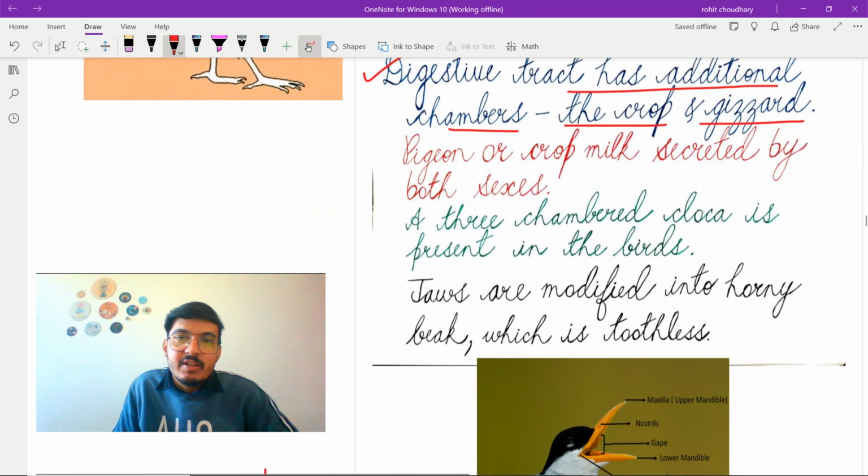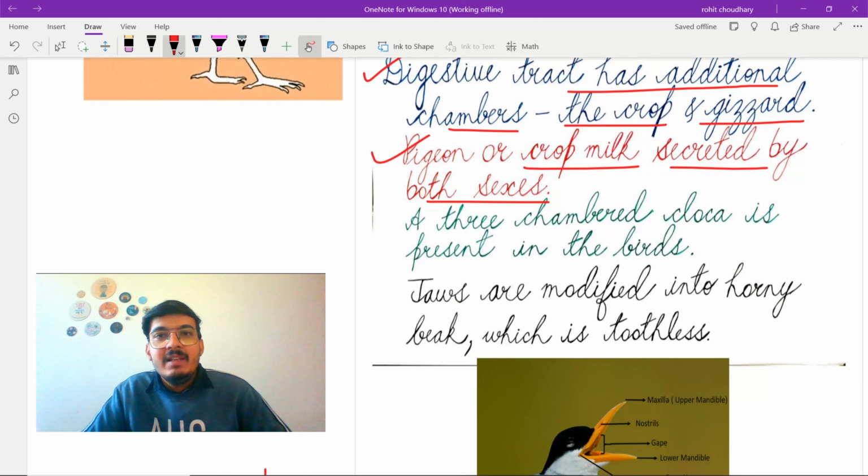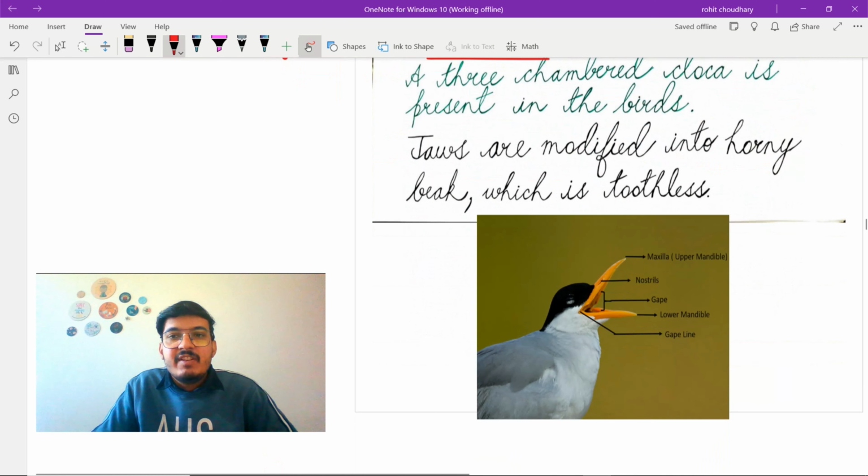The next feature is pigeon milk or crop milk. It is secreted by both sexes. So this pigeon or crop milk is a secretion from the lining of crop and hence the name crop milk. Like mammalian milk, it also has IgA antibodies. The next feature is a three-chambered cloaca is present in the birds.